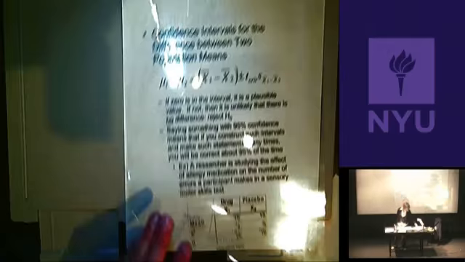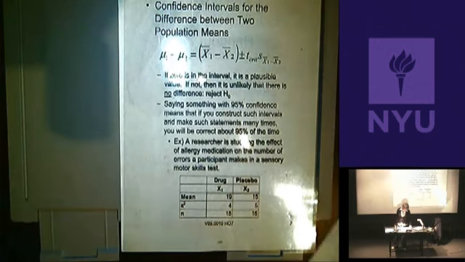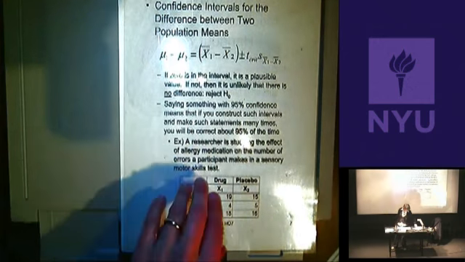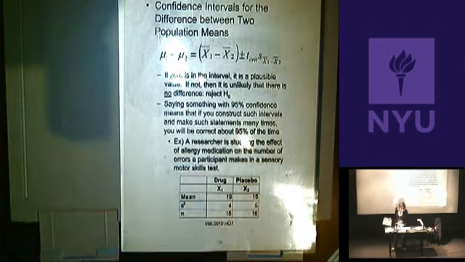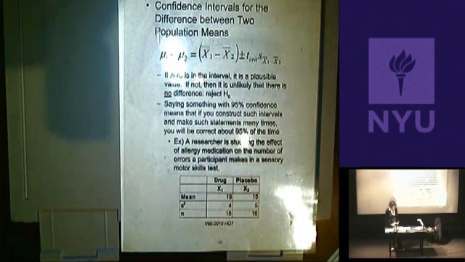So the next example, we're actually going to do a hypothesis test, then we're going to do a confidence interval for it. So just kind of skip down here for a minute to the example. A researcher is studying the effect of allergy medication on the number of errors a participant makes in a sensory motor skills test. So we have the drug and the placebo groups. We have the means, we have the variances, and the sample sizes.